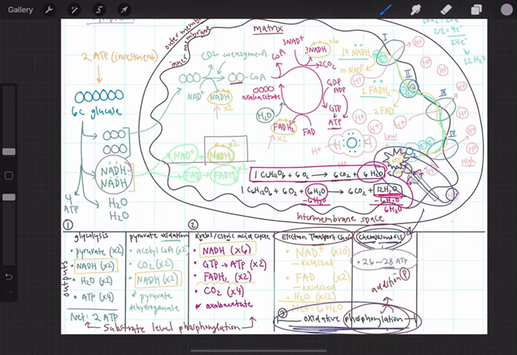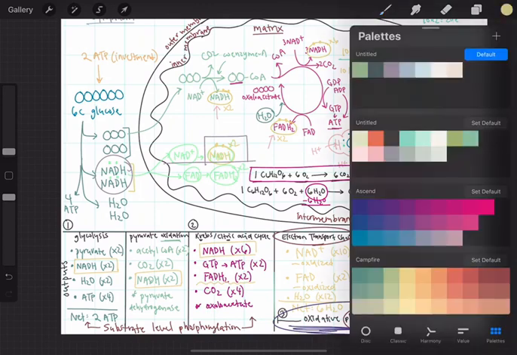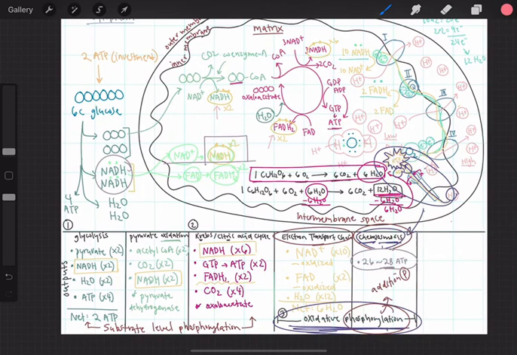In this last box, we're going to add up all the ATPs that we have created. So now we're going to go through our outputs down here looking for ATPs. We made a net of 2 ATPs via glycolysis. This was from substrate level phosphorylation. We also made 2 ATPs here in the Krebs cycle, also by substrate level phosphorylation.